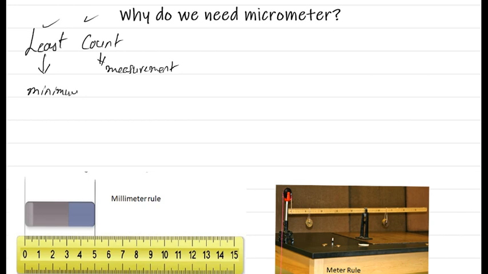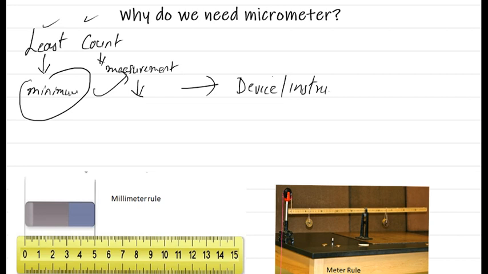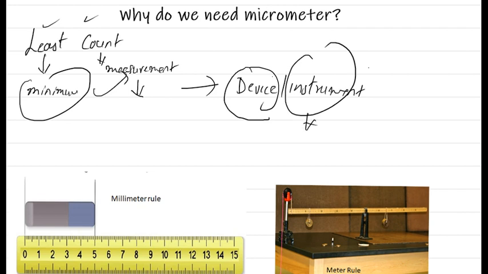It means that we are going to look at the minimum observed value, the minimum measurement. Who is going to provide us the minimum value of any measurement? Of course, the device, any device or instrument. So now I can say that if we need to see what the minimum capability of any device or instrument is, what measurement it can make, that is called its least count.